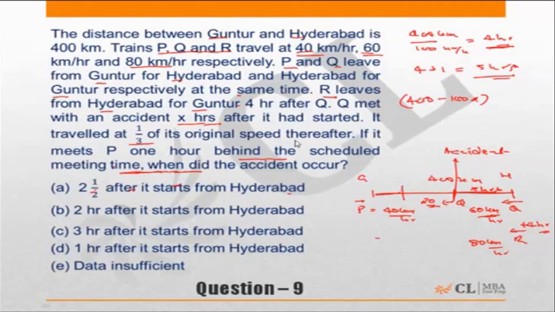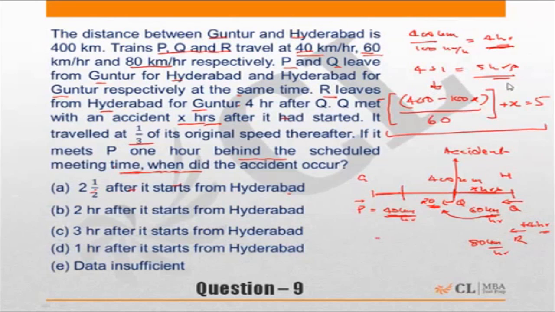The relative speed of the trains after the accident: Q's speed becomes 20, since the speed becomes 1/3 of 60, plus P's 40. So 40 plus 20 makes it 60. The two trains will take (400 minus 100x) divided by 60 hours after the accident to meet, but before the accident X hours had already elapsed. So the total time for meeting the two trains is 5 hours. This is the effective equation for you.